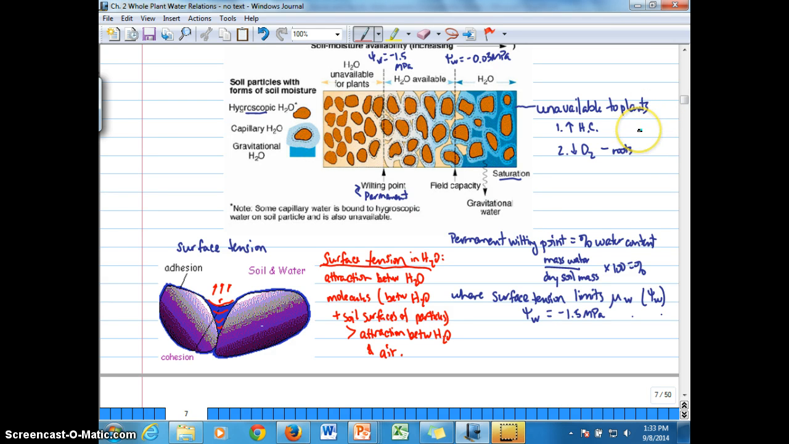So as the surface tension increases in water, that tension is what we're eventually going to call the water potential. The water potential is going to become increasingly negative, or this water is under tension, basically.